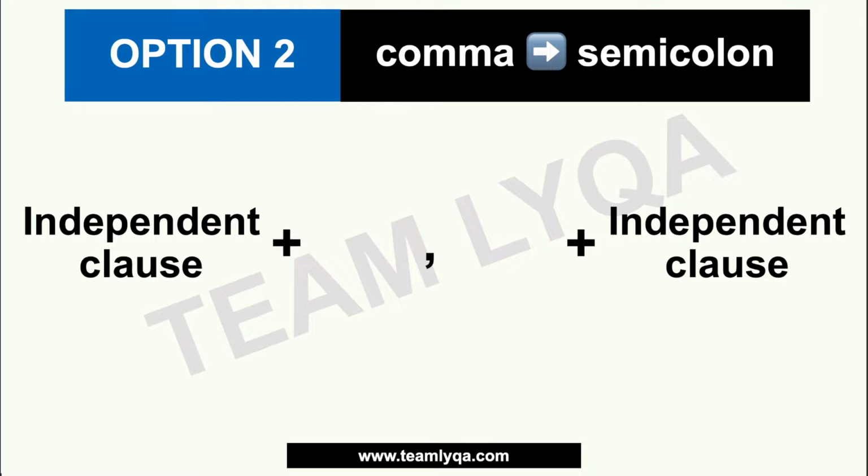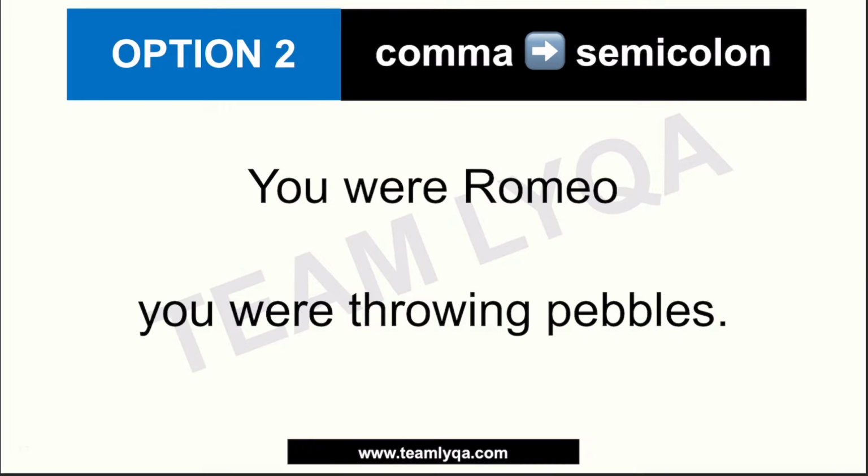So, yung independent clause plus comma plus independent clause, yung comma na yan, gagawin lang natin siyang semicolon. So, sa example natin kanina, you were Romeo, you were throwing pebbles. Pwede natin gawin would be, again, yung kaninang comma lang dito, nalagyan lang natin ng tuldok sa taas, magiging semicolon na siya. Okay.